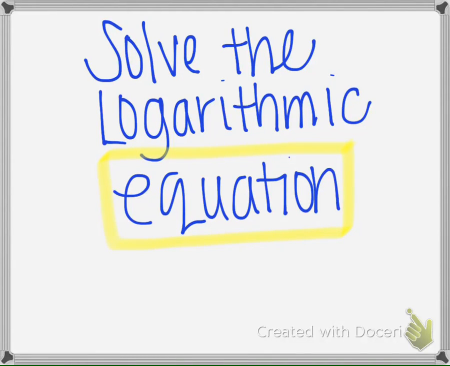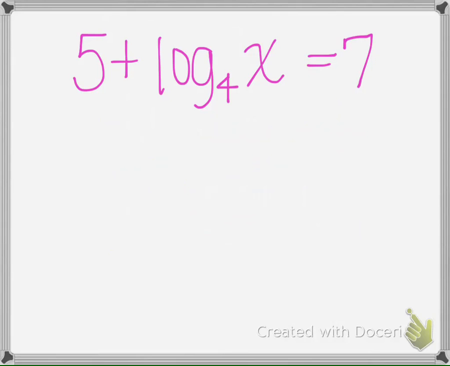In the next three problems, we're going to solve logarithmic equations. They're going to start the equation with logs. So the first thing we're going to do is we always want to get the log expression by itself. To do that, we need to get rid of this 5. We're going to subtract 5 because this 5 here is being added. So we need to remove it. We need to subtract 5.